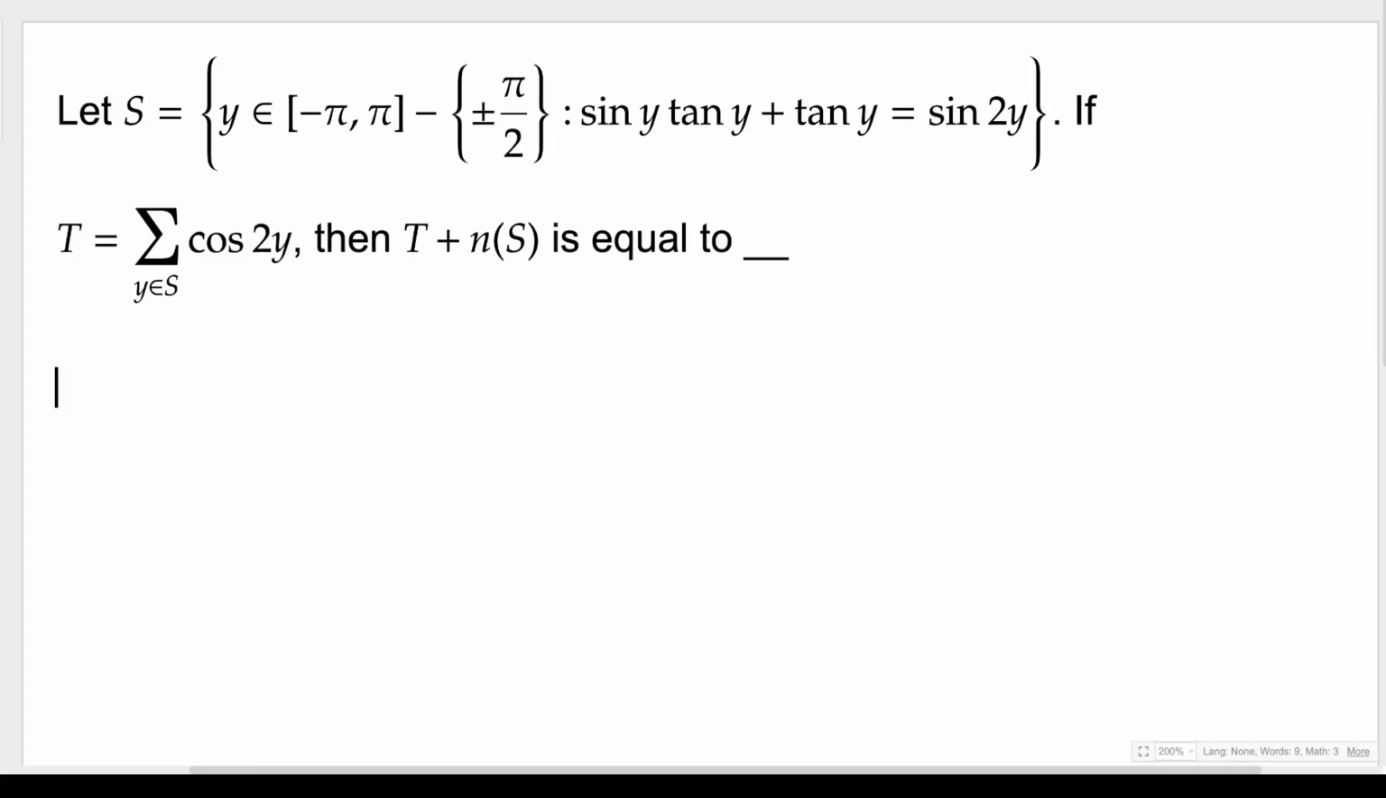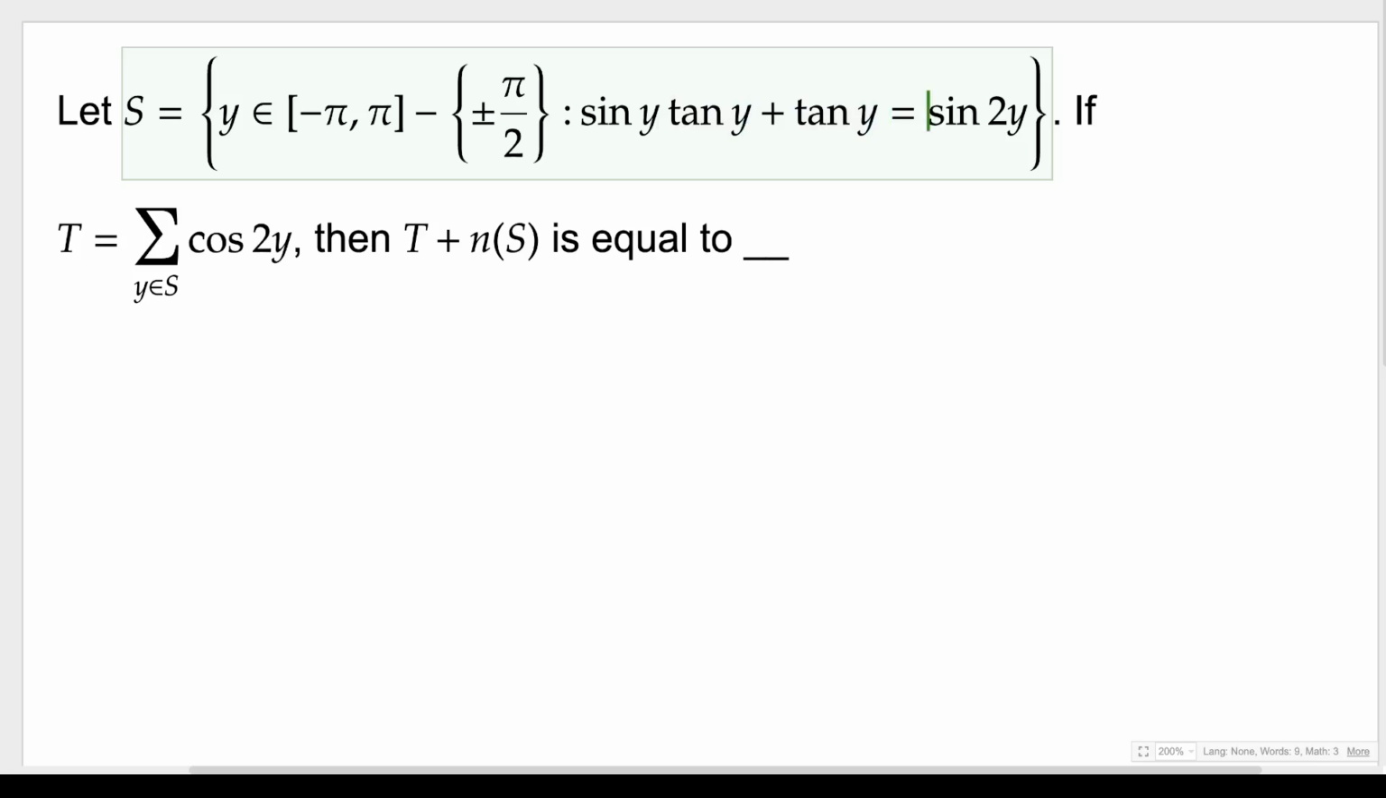Given this problem statement, set S is given and y belongs to this closed interval from minus pi over 2 to pi over 2, and it will not accept any value of the form pi over 2, that is, positive and negative pi over 2 are not included in this particular closed interval, right? Now this y is constrained by this given equation, that is sine of y times tan y plus tangent of y, that is equal to sine of 2 times y.